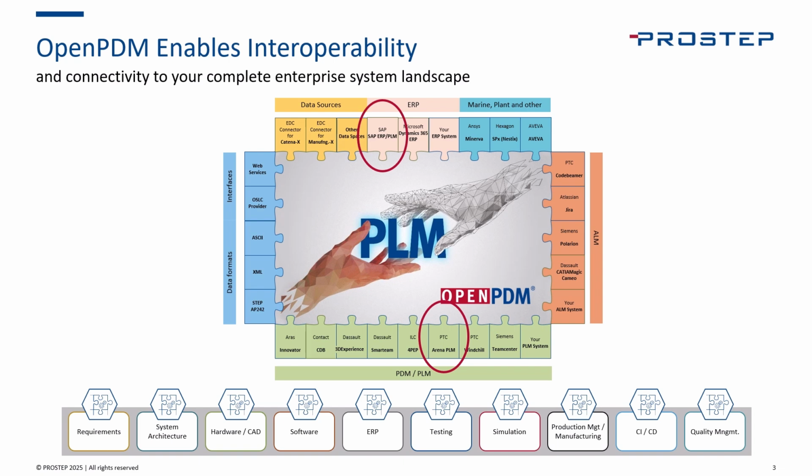OpenPDM is designed to enable interoperability across your enterprise system landscape. So in this case, we'll be looking at SAP connectivity, Arena connectivity, and then in the middle, OpenPDM Process Server and the BPMN workflow engine. But you can see at the bottom the different types of domains that are supported. So that could be PLM and ERP like today, but also ALM and software systems, ECAD, requirement systems, MBSE, manufacturing, production systems, and other things across the product lifecycle.